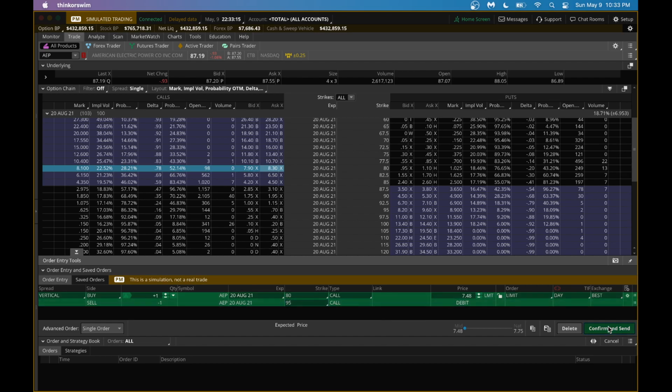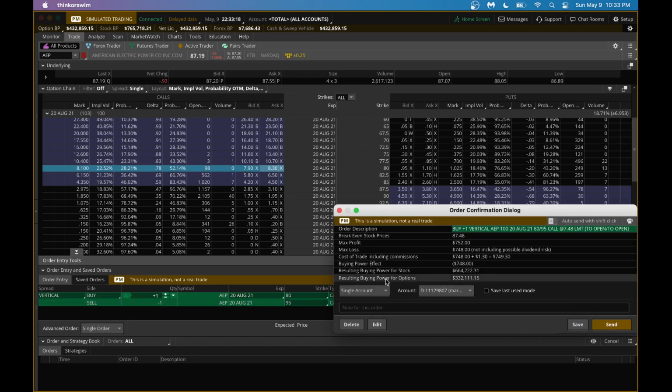So if I confirm and send this, I'm paying $748 for this spread. My break-even point is 87.48, which is just above the current stock price. And my profit potential is 752. So it's really a doubling-your-money type trade here. You pay 748 and you'll double your money if the stock goes up, and your max profit is 752. I think this is okay from a risk reward perspective.